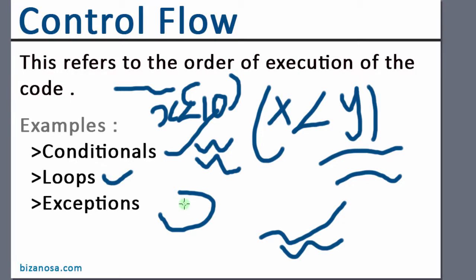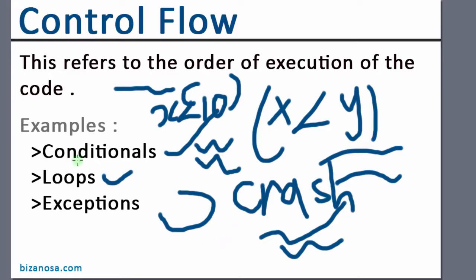And if you don't handle exceptions, that is when you'll see a program crash. So programs usually crash due to these exceptions. So in this section, we are going to look at conditional statements. We're going to look at exceptions. And then after that, in another part, we look at loops.